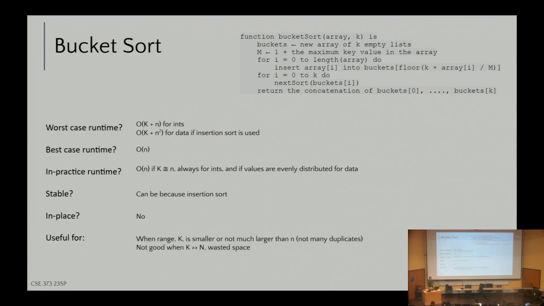So bucket sort works well when k is smaller or about the size of n, and there are not many duplicates. But like I mentioned, what if I gave you 2 values that had a wide range? You'd have to make an array that's massive, that would have very few items in it. Bucket sort is a really bad choice if you have a wide range of values or if k is much, much larger than n.